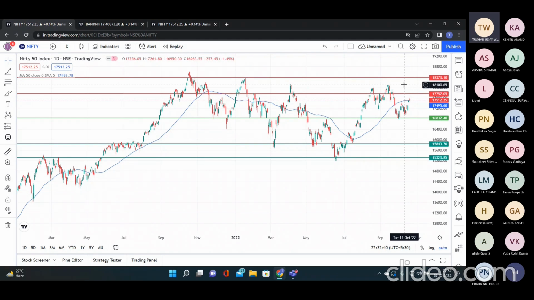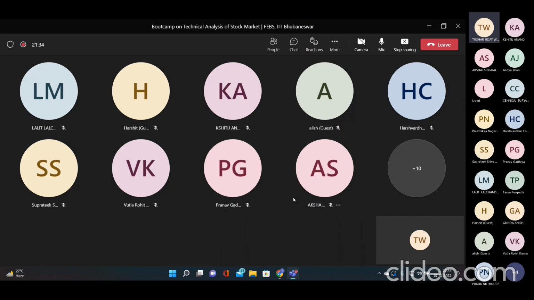So support and resistance can be a great tool to provide you information on when to invest. And for information about which stocks or which commodities you want to invest in, you will need to do fundamental analysis. So is it clear, guys? Any doubts?